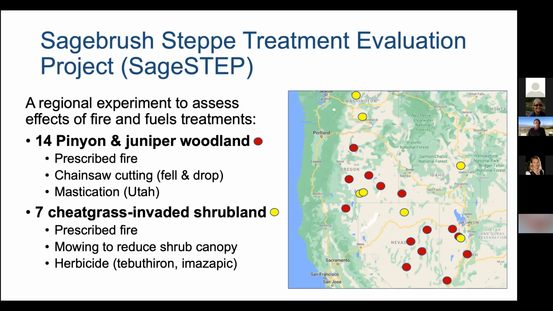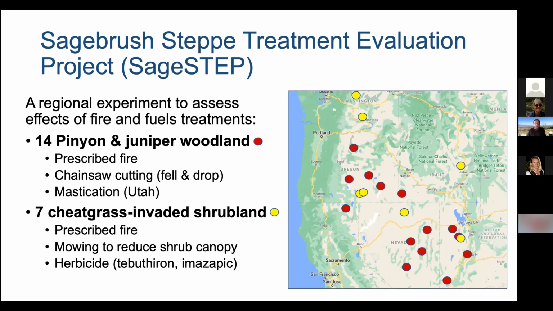And so in addition to controls at 21 different sites, we had locations where we had put in some prescribed fire, used chainsaw cutting in a fell and drop process where the trees were left in place after having been cut. In Utah, we were able to use mastication as another treatment. And we had 14 of those woodland sites. There's other variations among them, and you may hear about some of that in the presentations you hear later today.